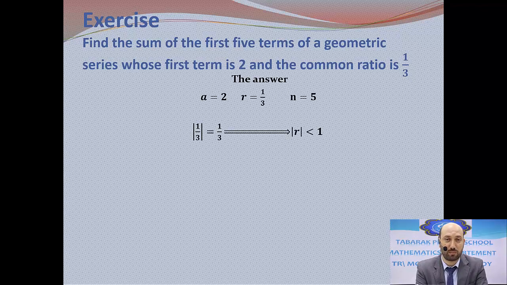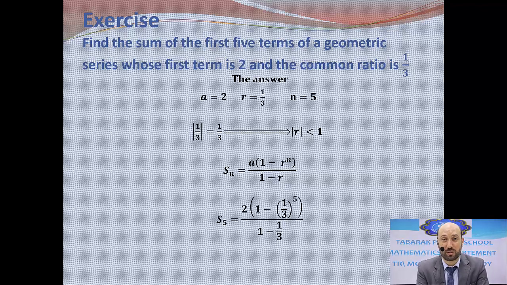So the absolute value of r, which is the absolute value of 1/3, equals 1/3. So now the absolute value of the common ratio is smaller than 1. That means we have to use the formula: sum of n terms equals a times 1 minus r power n over 1 minus r. So the sum of the 5 terms equals 2 times 1 minus 1/3 power 5, all over 1 minus 1/3.